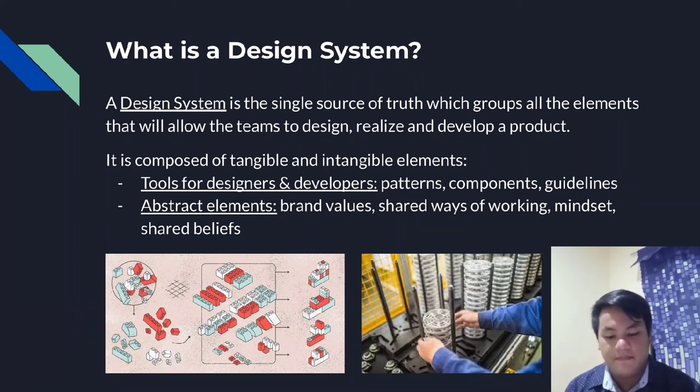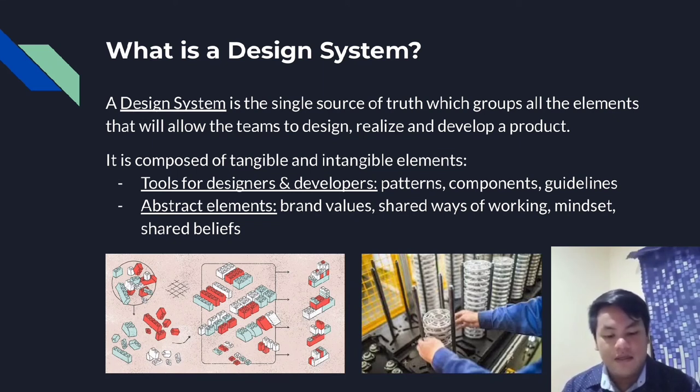Design system. What is a design system? A design system is the single source of truth which groups all the elements that will allow the teams to design, realize, and develop a product. A design system is not a deliverable, but a set of deliverables that will evolve constantly with the product, the tools, and the new technologies.